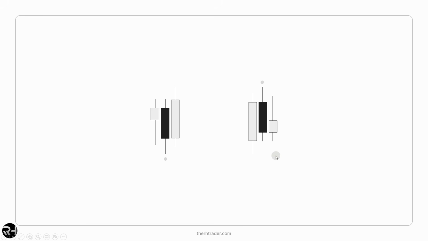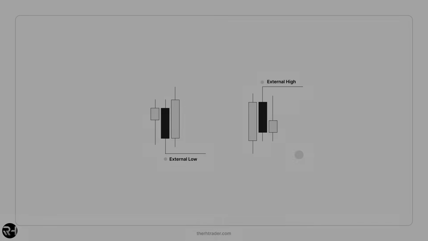You need to understand which ones are valid and which ones are not, and that is what I will teach you in this video. We can consider these highs and lows to be external liquidity, and this is where price reverses or retraces from. Let's take a look at a few examples.